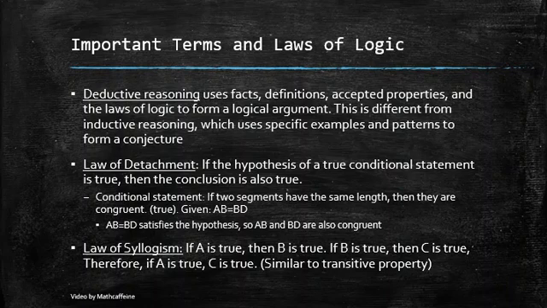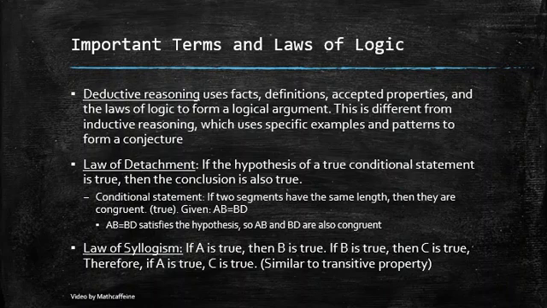The law of detachment states that if the hypothesis of a true conditional statement is true, then the conclusion is also true. For example, if two segments have the same length, then they are congruent. This statement is true. We are given that AB equals BD. Because AB equals BD satisfies the hypothesis where two segments have the same length, the conclusion that they are congruent is true. Therefore, AB is congruent to BD.